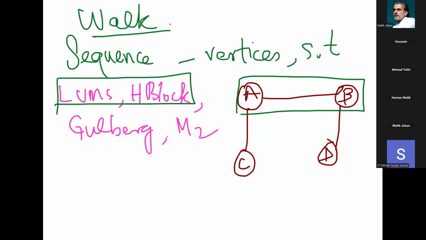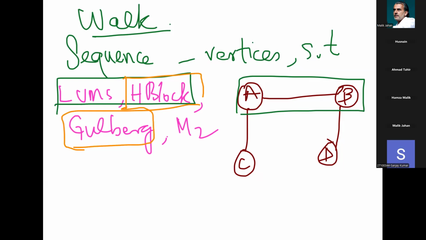Then when we slide this window forward, we say that H block comma Gulberg, these two vertices, should also be part of the set of edges. So if there is an edge from H block to Gulberg, which means there is a road on my map, then I can take that route. If there is no direct road from H block to Gulberg, then I cannot walk along that possible path, possible route, right?